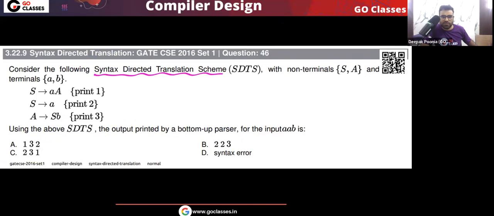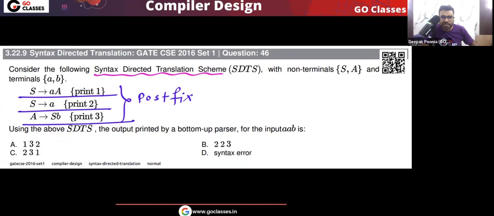First of all, you notice this syntax directed translation scheme that is given to us. Is this a postfix SDT? Is this a postfix translation scheme? Yes, this is a postfix SDT. Why? Because all the semantic actions are at the right end of the production bodies. So you can see this is a postfix SDT.